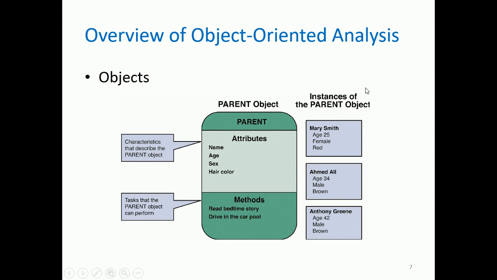We have three instances of the parent object. Specifically, we have Mary Smith, age 25, female, and red hair color. Ahmed Ali, age 34, male, and brown hair color. And Anthony Green, age 42, male, and brown hair color. So this is an example of an object with its instances, in this case a parent object.